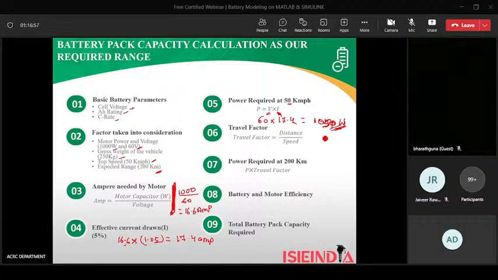Now the second one is the travel factor. Travel factor is nothing but the distance and the speed. How much distance we are traveling: it is 200 km, at the speed of 50 km per hour. So it will be 4.